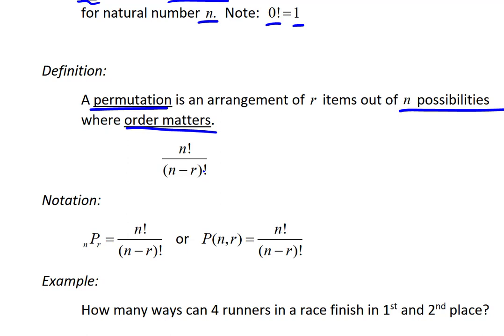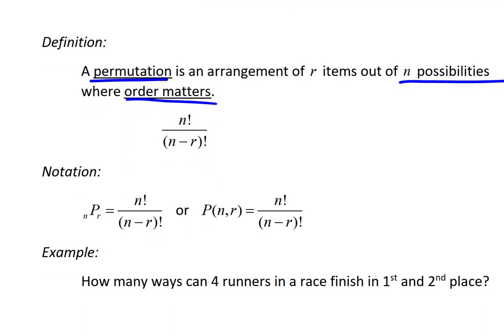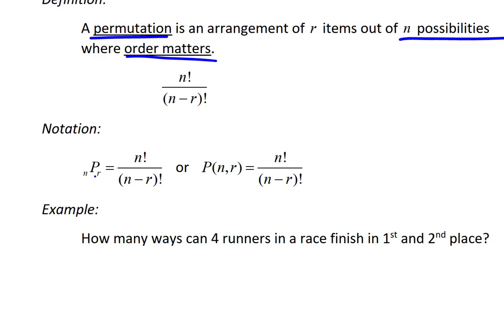Now, the notation for this has a couple options that are commonly used. Sometimes you may see the letter P with a subscript before and after it, where the subscript in front of the P is the n. Remember, that's the total possibilities that we discussed. And then the subscript after the P is just the r. That's the number of items you're actually picking out of those possibilities. And that can be used to give this definition that we just defined above.